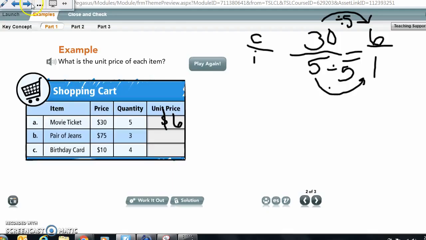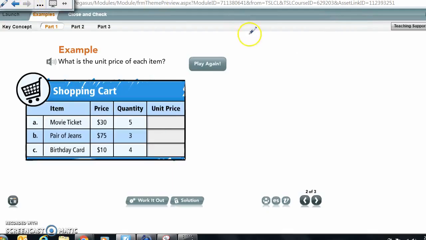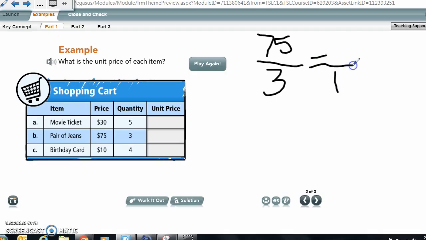Okay, let's go on to the next one. A pair of jeans costs $75. So again, it's 75 on top because cost goes on top over the amount of items. So it was $75 for 3. So if I need to figure out unit price, and unit rate means how much for 1, I need to put 1 on the bottom because I want to figure out how much one pair of jeans costs. So to get from 3 to 1, I know that I will have to divide by 3.